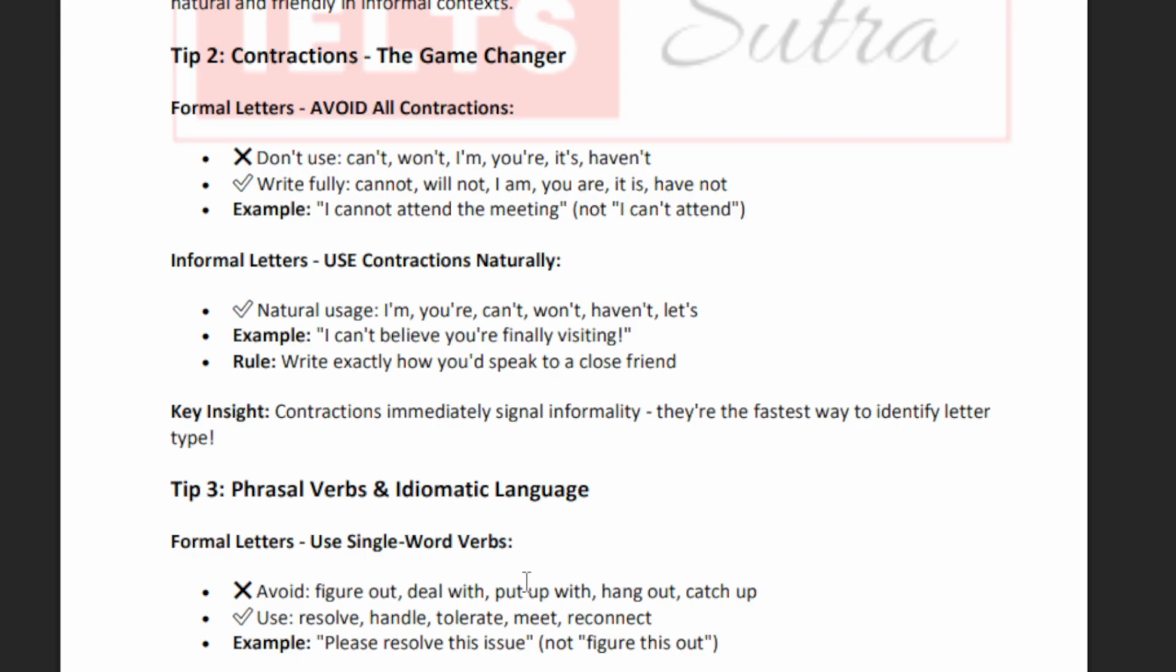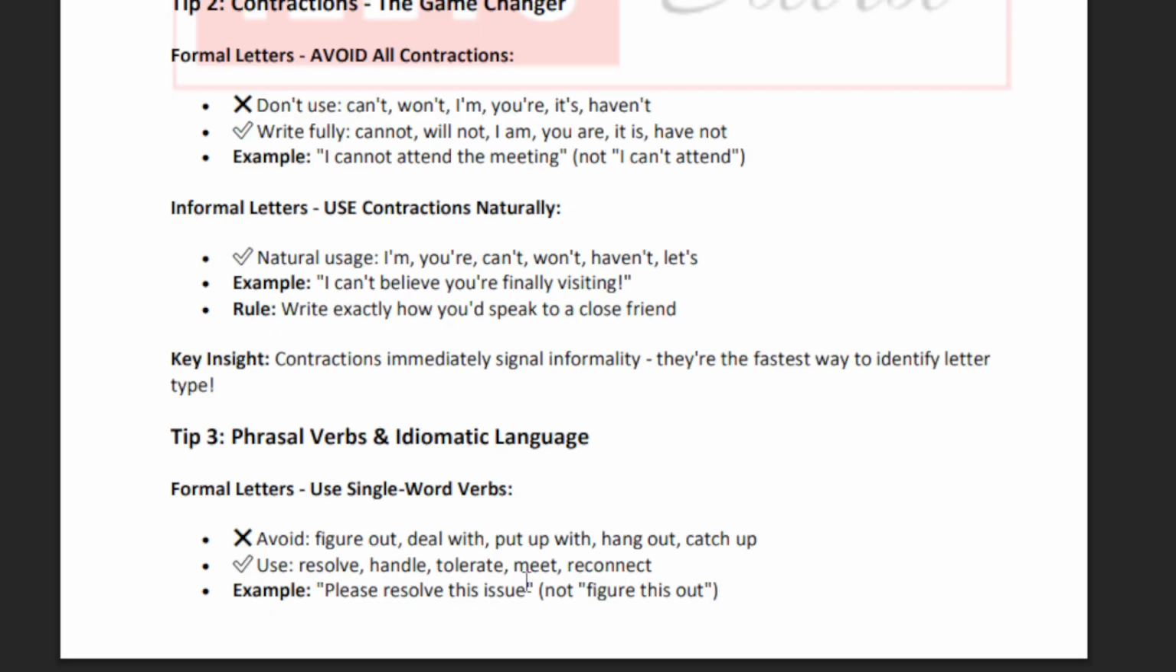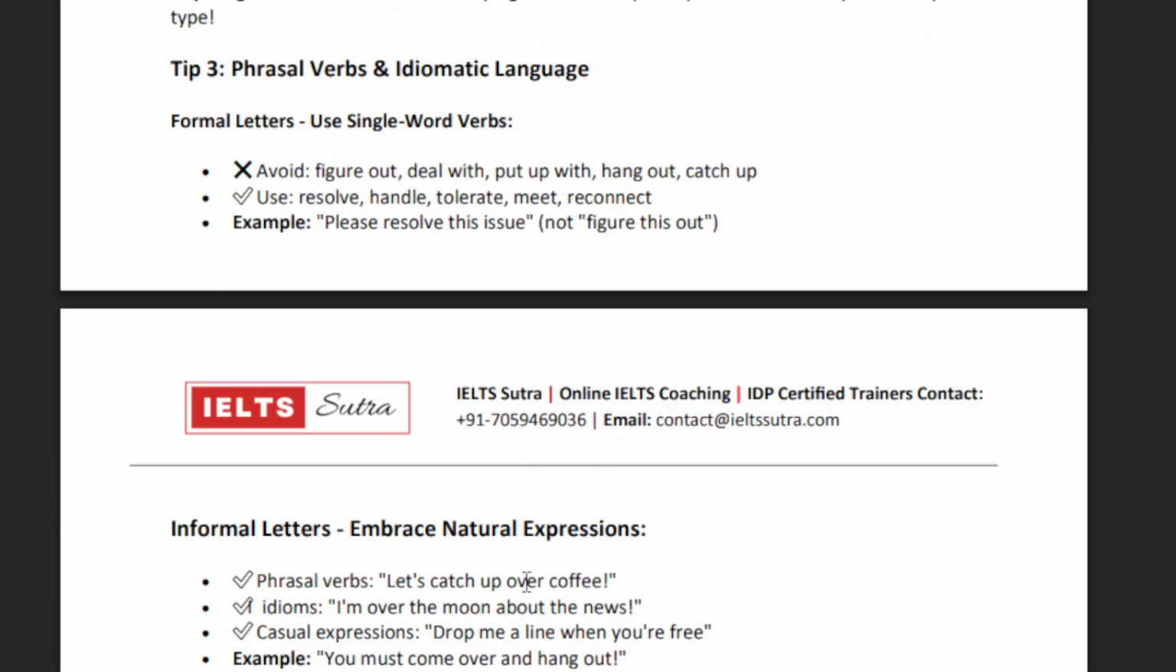The key insight here is that contractions immediately signal informality. Contractions are like a part and parcel of informal language. They are the fastest way to identify the letter type. If you are using contractions in a letter, then obviously the examiner will immediately get to know that it's an informal letter. Now, tip number 3 is to use more and more phrasal verbs and idiomatic language.